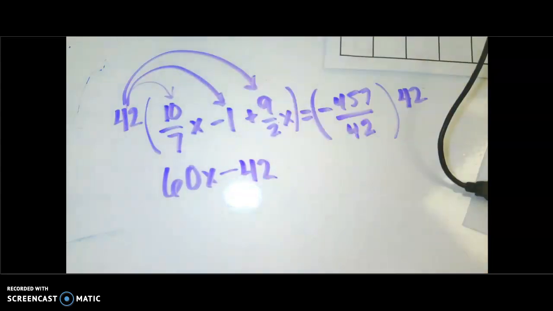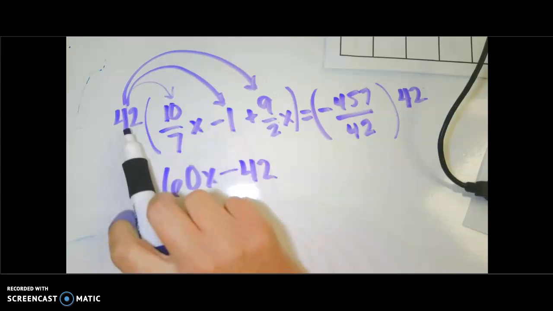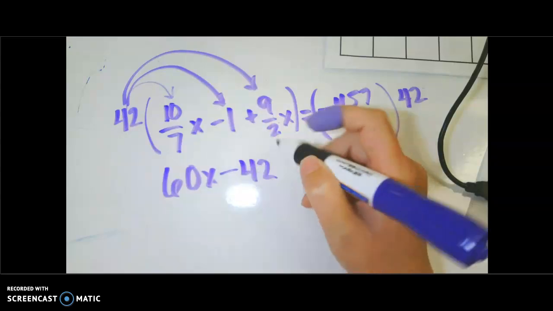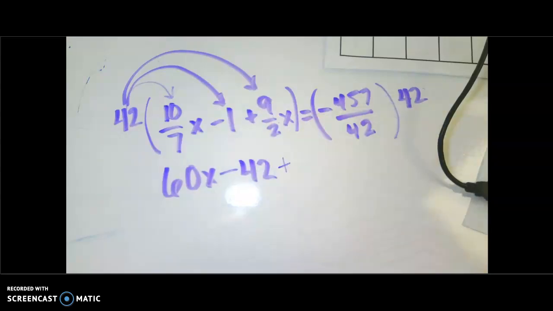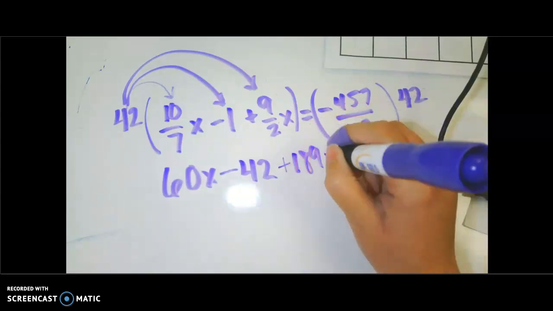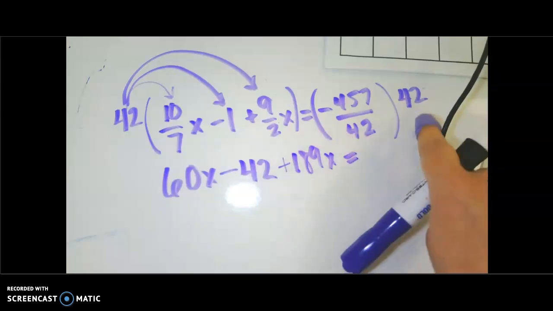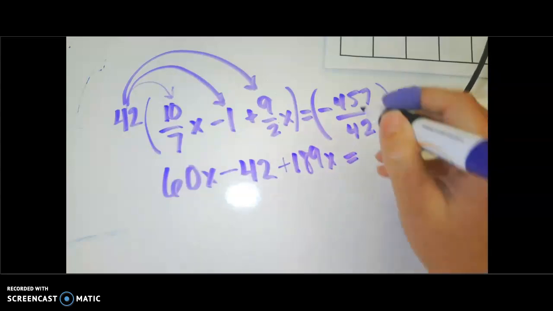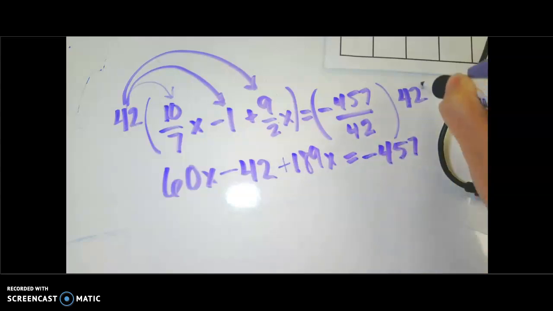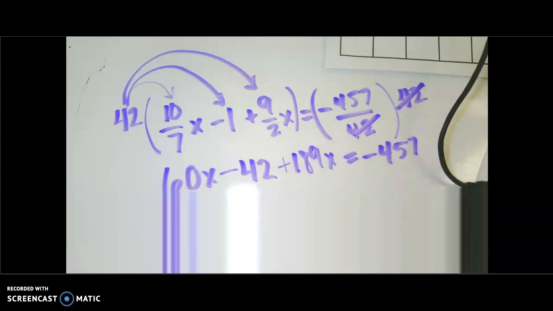And then I'm going to take the 42 times 9/2. And half of 42, right? 42 divided by 2 is 21. And then I'm taking that 21 times the 9. So I took 42 divided by my 2, and then I'm multiplying that answer by 9. And we are coming up with 189. So plus 189x equals, and then 42 divided by 42 just divides out and leaves us with a negative 457. Because those will divide to 1.